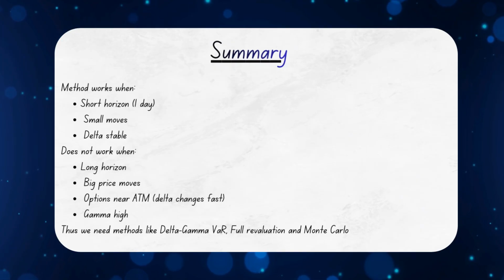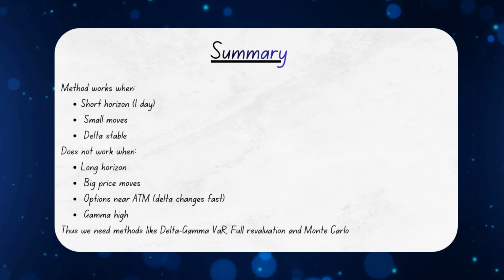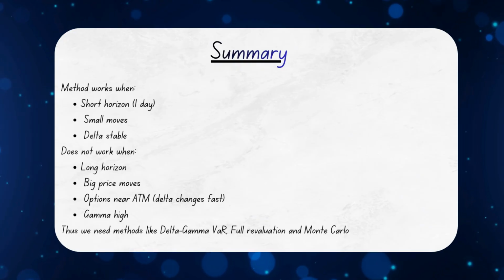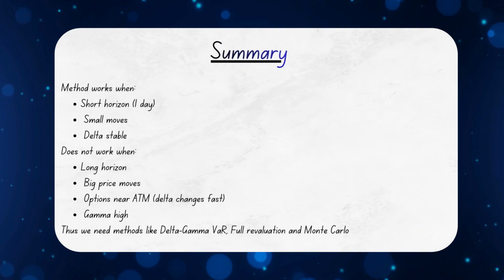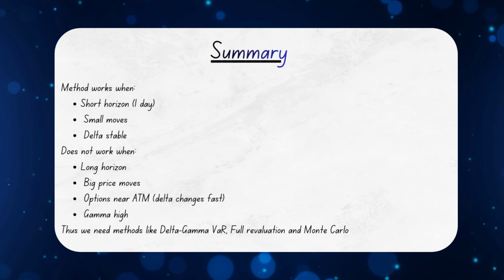Delta normal VaR works well when the time horizon is short, like one day, when price moves are small, and when delta is stable. But it doesn't work well for long horizons, big price moves, or options near the money where delta changes quickly. And when gamma is high, the curvature becomes strong and linear methods fail. So in those cases, we use better approaches like delta gamma VaR, full revaluation, or Monte Carlo simulation. So remember, delta normal is simple and fast, but only good when the portfolio behaves almost linearly.